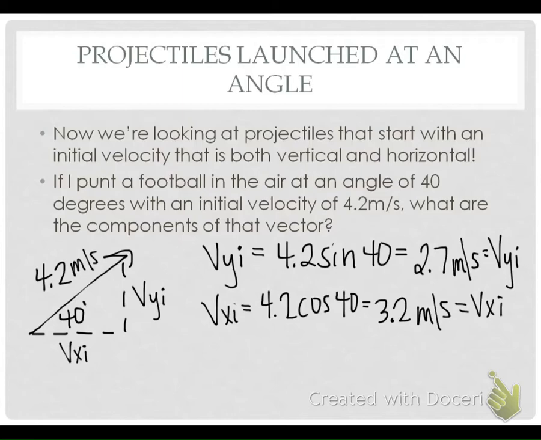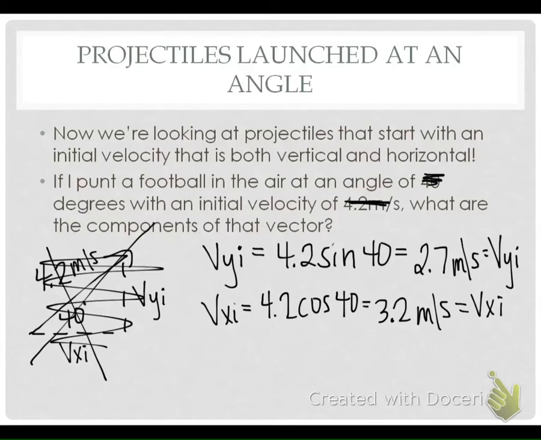Now that we've broken down this initial velocity vector, we are totally done with that 4.2 meters per second and the 40 degrees. Don't let those numbers throw you off. Once we break them down, we're totally done with them. Now we move on and solve the rest of the problem. All I wanted to show you here was the very first step. That's going to be the first step in a lot of these launched projectile problems: breaking down that initial velocity vector. Any questions as to how we got here?